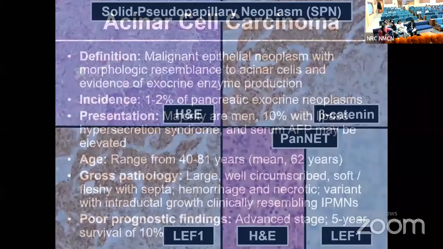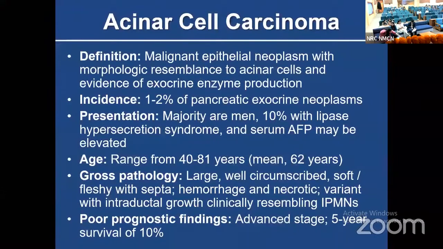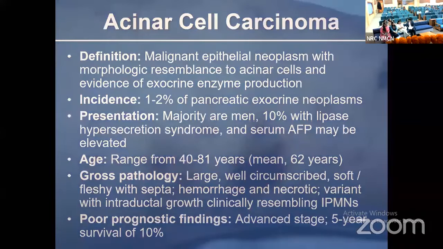Acinar cell carcinomas can also enter the differential diagnosis for pancreatic neuroendocrine neoplasms, primarily poorly differentiated neuroendocrine carcinomas. An acinar cell carcinoma is a malignant epithelial neoplasm that resembles its cell of origin, acinar cells, and shows evidence of exocrine enzyme production such as trypsin, chymotrypsin, and lipase. These are rare but aggressive malignancies that typically affect older males.